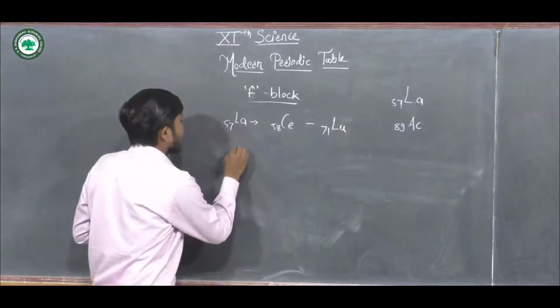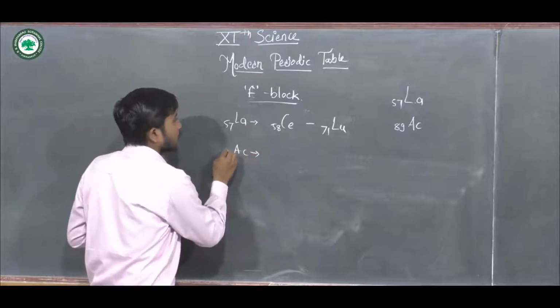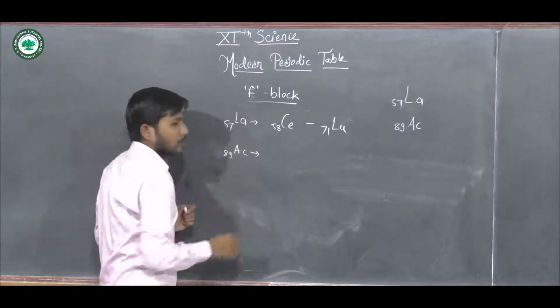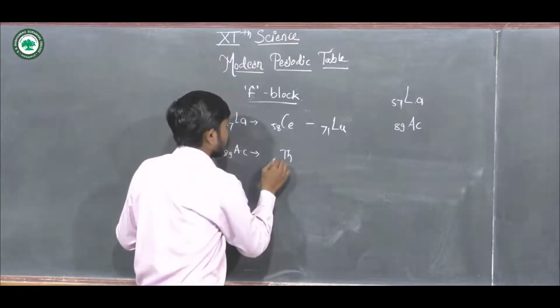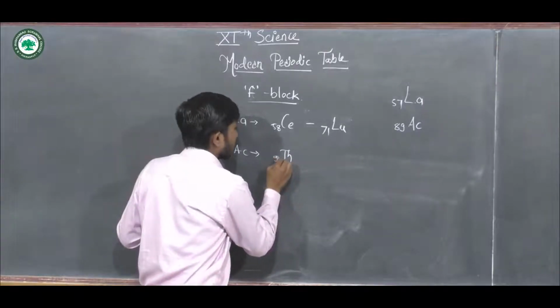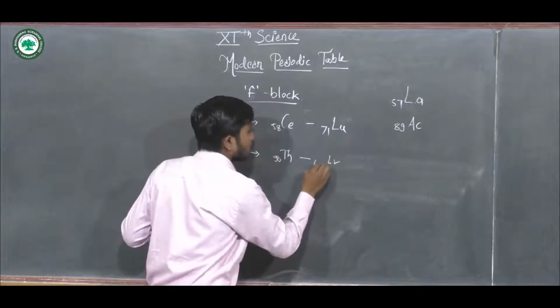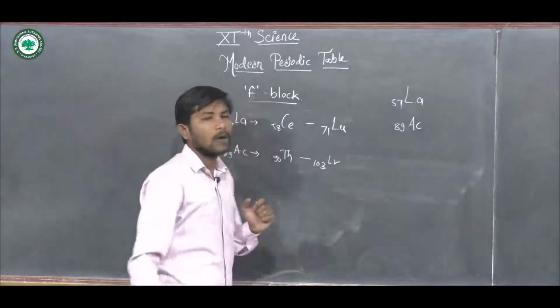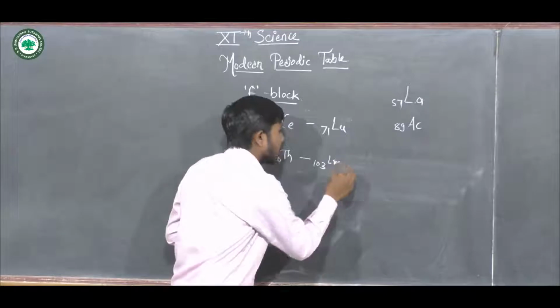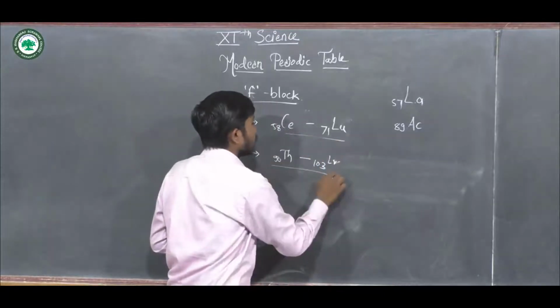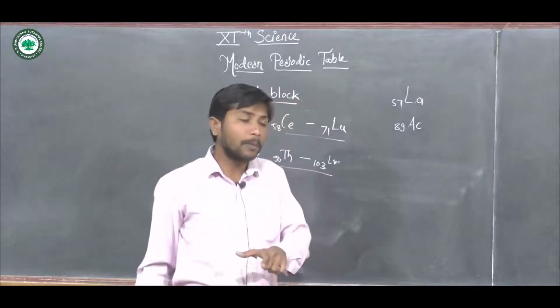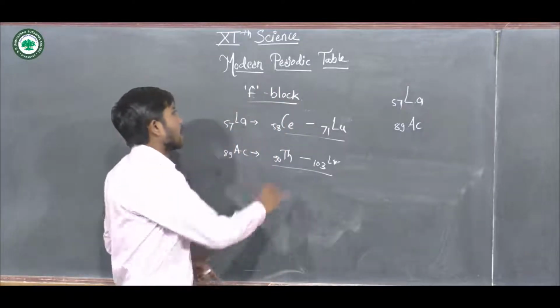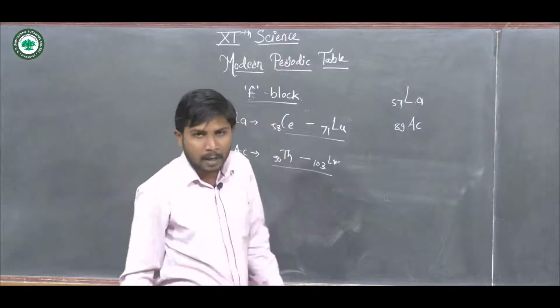And from actinium, that is from thorium to lawrencium. These 14 elements and those 14 elements are placed separately in the periodic table, below the periodic table, and they are known as F block elements.